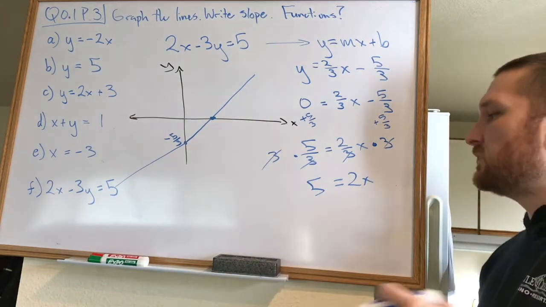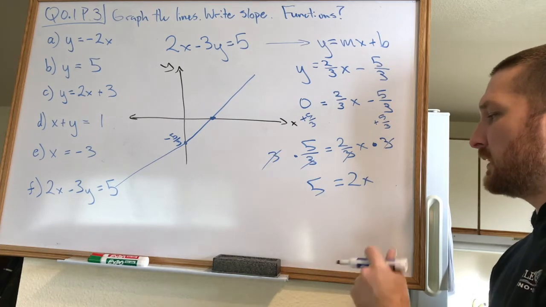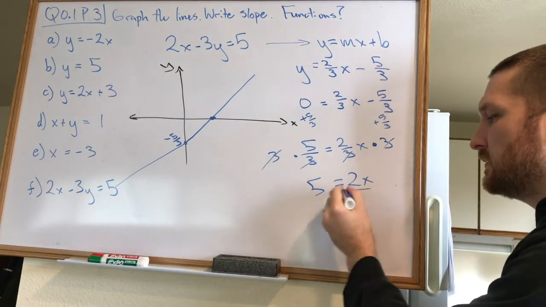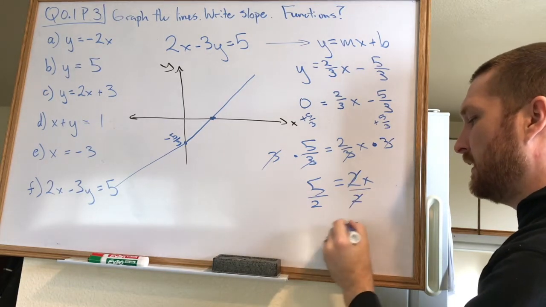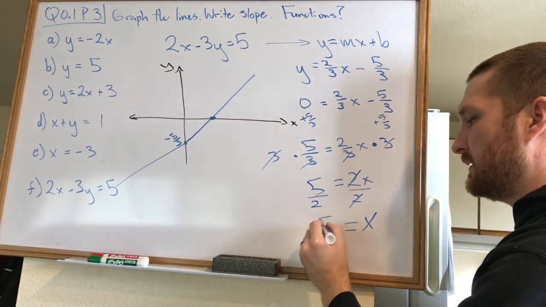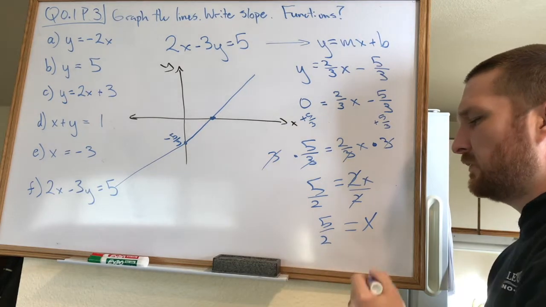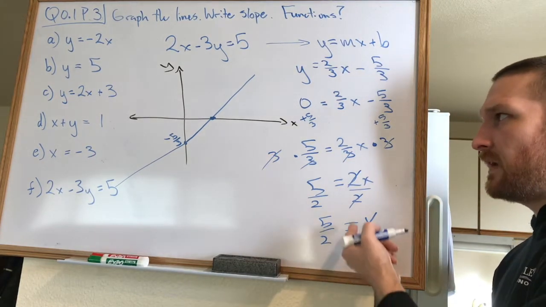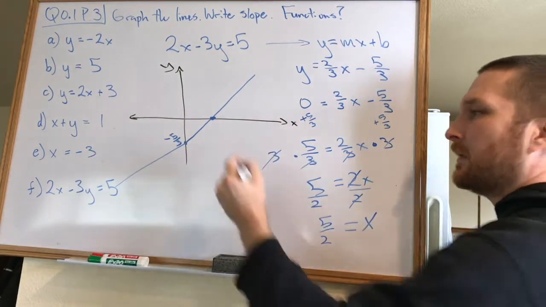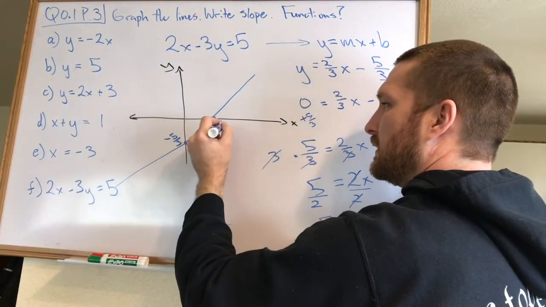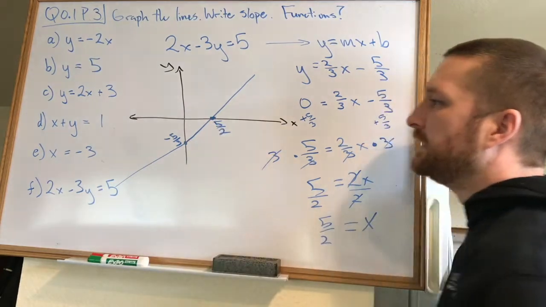Now I'm back into regular integers. I know how to deal with this. I get x times 2. I just divide by 2. That kills that. And I get that x is equal to 5/2. When? Well, x is equal to 5/2 when y is equal to 0, right? That's what we were trying to find the whole time. 5/2 must be where it goes through, right there.